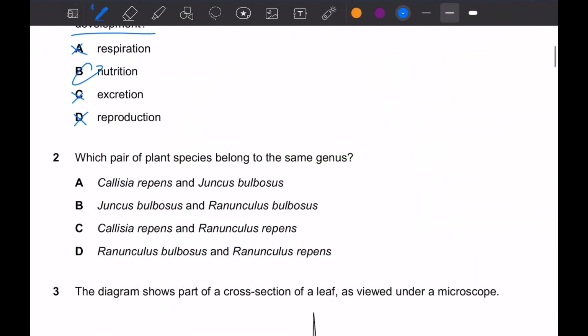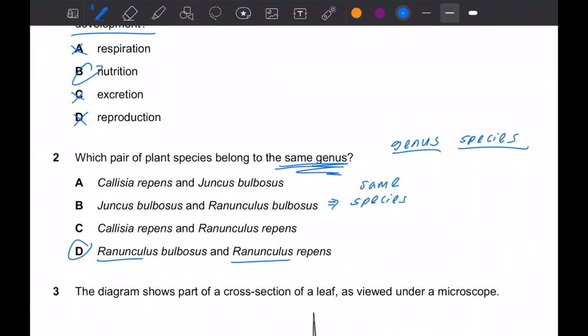Next question, which pair of plant species belong to the same genus? The scientific name usually starts with the genus followed by the species. So we're looking for plant species that belong to the same genus. That would be D. They have the same genus, which is Ranunculus. B belongs to the same species, and the same goes for C.